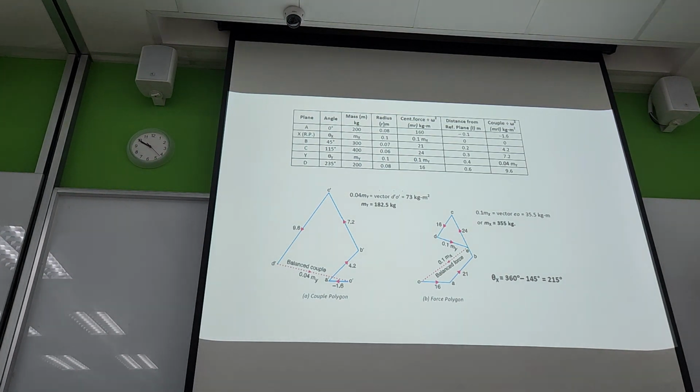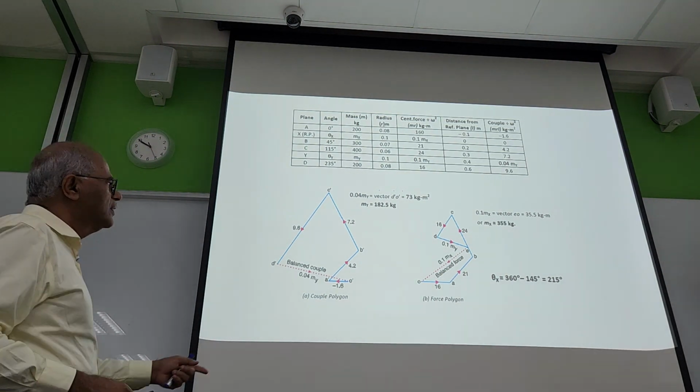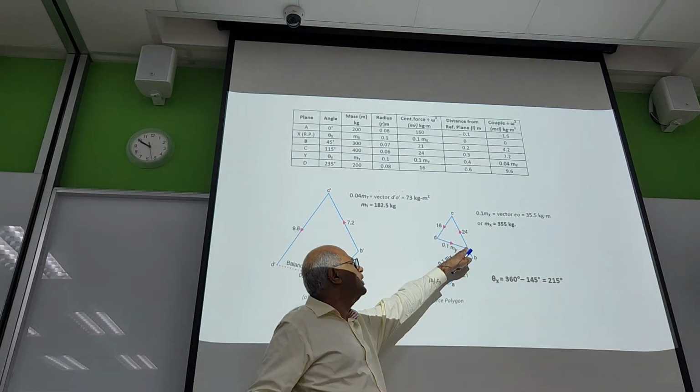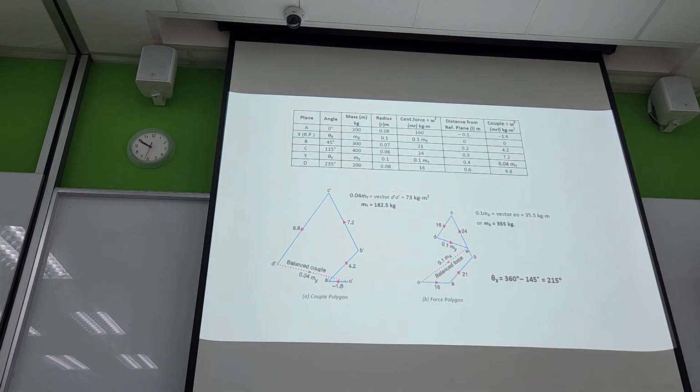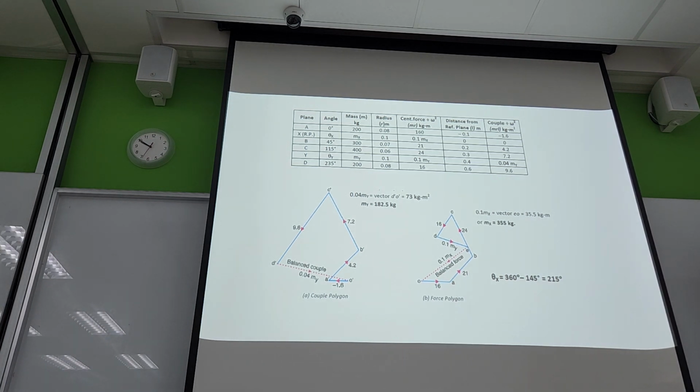Whatever the dotted line now indicates, the value will be 0.1 into Mx. You can measure from your drawing, then divide by 0.1. That gives you the mass of the x plane. And also you can measure the orientation of the plane, the direction of the plane, from the point where you close the polygon.